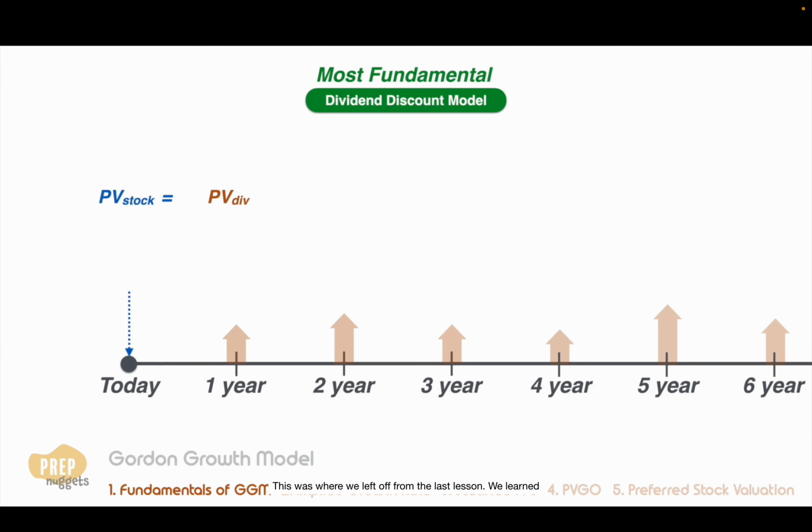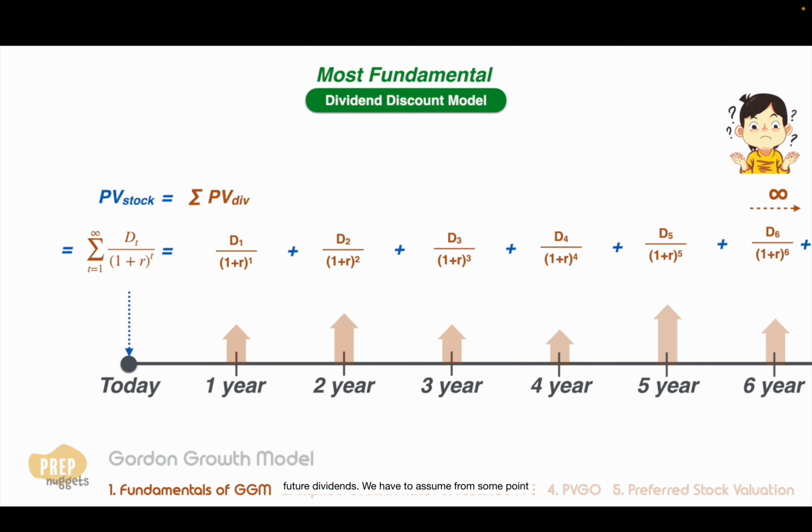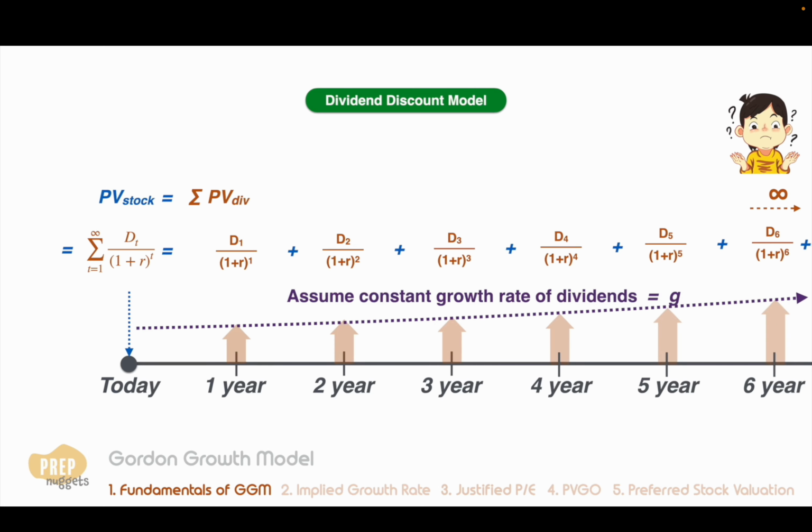This was where we left off from the last lesson. We learned that the most fundamental form of the dividend discount model is that the present value of a stock is the sum of the present value of all dividends in the future for perpetuity. As it is clearly impossible to forecast all future dividends, we have to assume from some point onward the growth rate of dividends to be constant. This allows us to simplify all future dividends to one value, that is, the intrinsic value of the stock at that instance. The most well-known model to do this is the Gordon Growth Model.